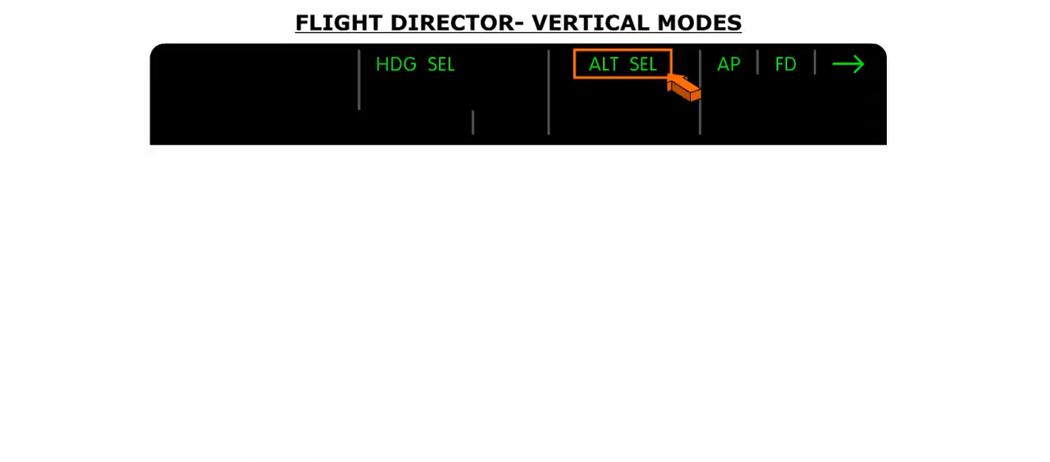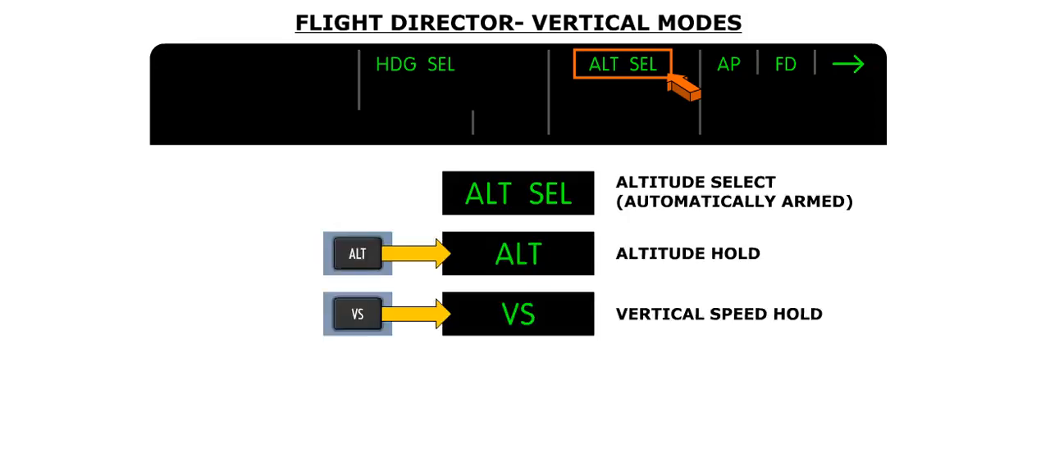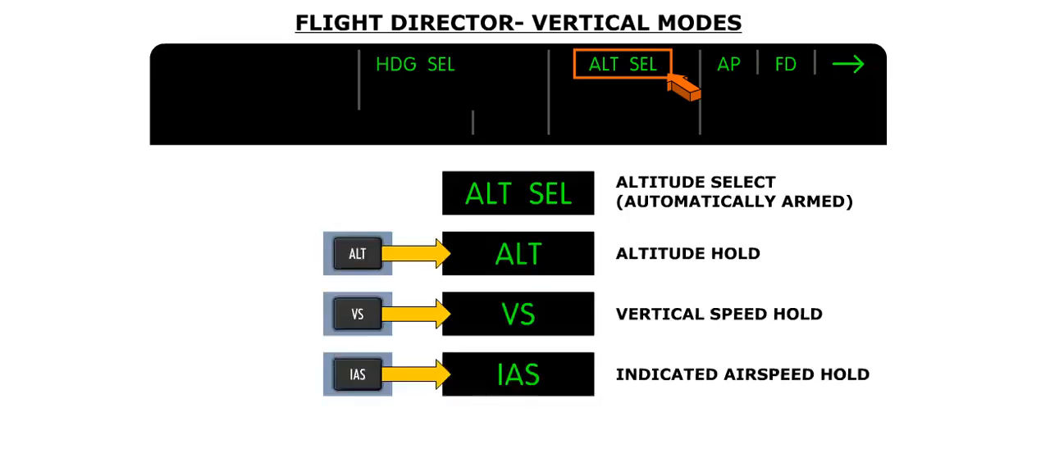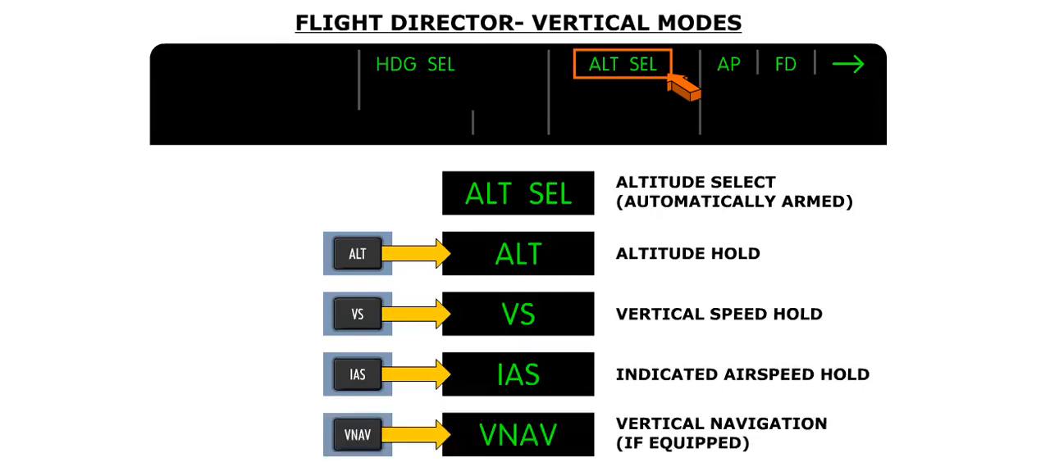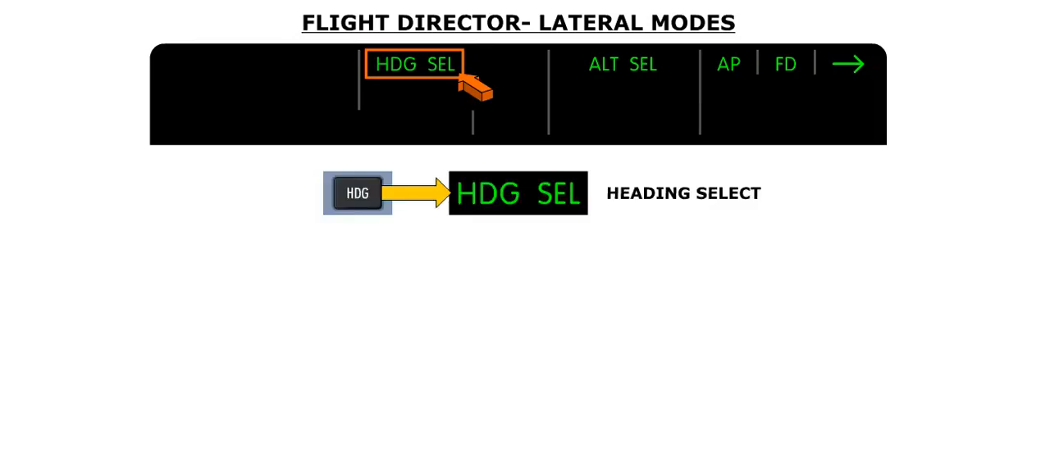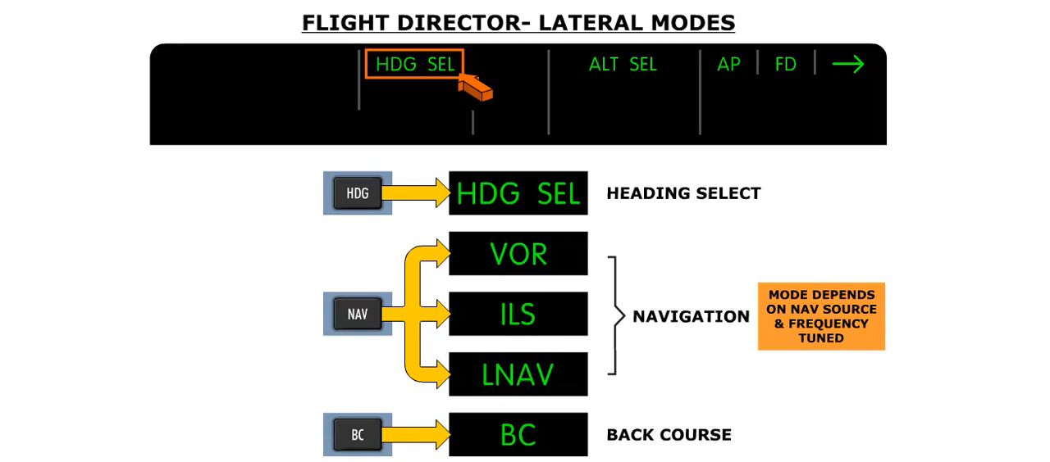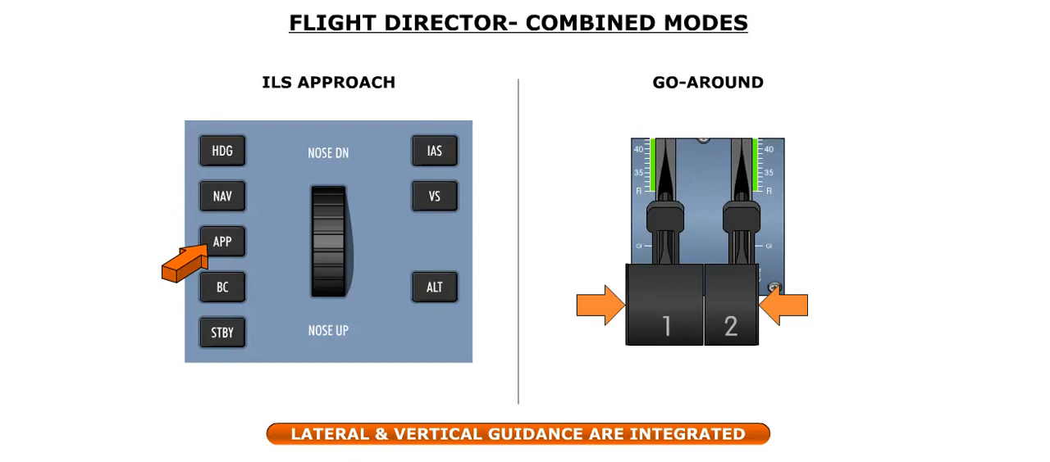The flight director vertical modes consist of altitude select, altitude, vertical speed, indicated airspeed, and VNAV, if the aircraft is VNAV equipped. The flight director lateral modes consist of heading select, nav, and back course. These modes are the same modes as the autopilot modes.